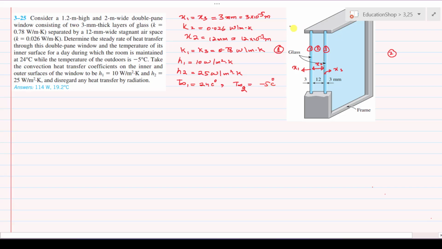The height of this window is, let's say, H. This is the width of the window, that is W. The H value is 1.2 meter and the width value is 2 meter. This is the given data that is provided in the statement.